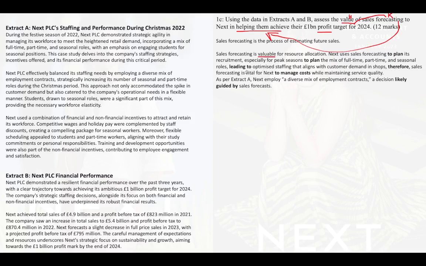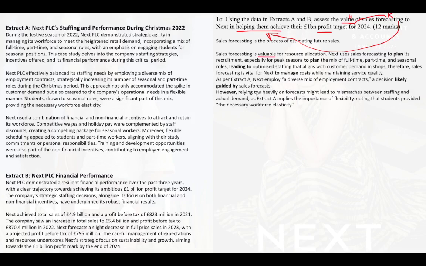Therefore, sales forecasting is vital for Next to manage costs, we've mentioned the cost, which is the staffing, whilst maintaining service quality. As per extract A, Next employs a diverse mix of employment contracts, likely guided by sales forecasts. So I'm not just going to say a diverse employment contract. I've already got that up here really. I've just linked that quote into sales forecasting just to make it absolutely obvious.